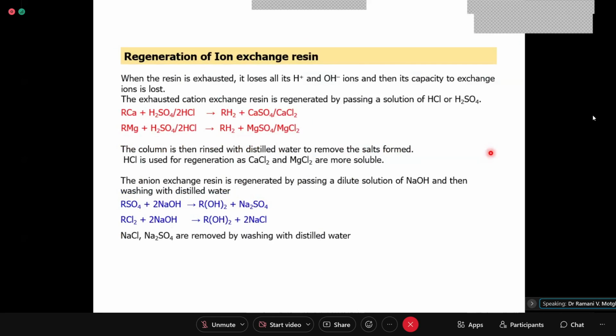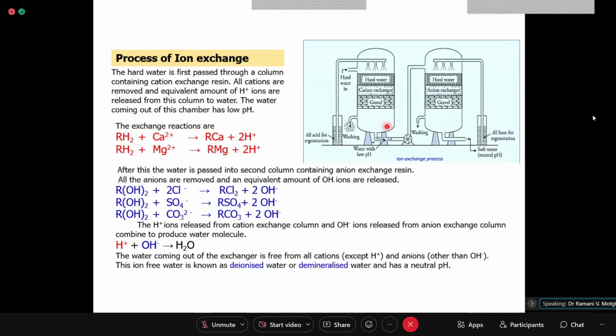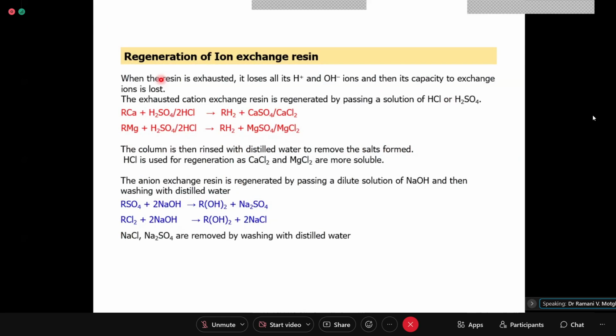Okay. Now what is there? A time reaches that this resin, which is kept here, gets completely exhausted. Completely exhausted means everything is RCa or RMg and everything here is RCl2 or RSO4 or RCO3. Things are clear? So you need a regeneration.